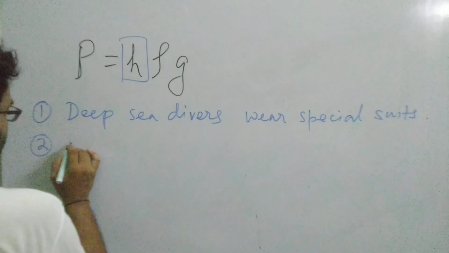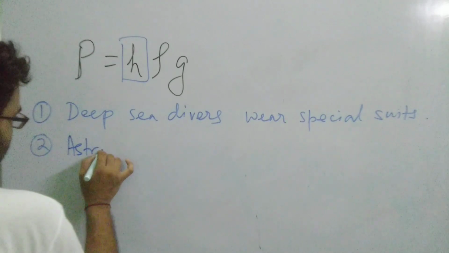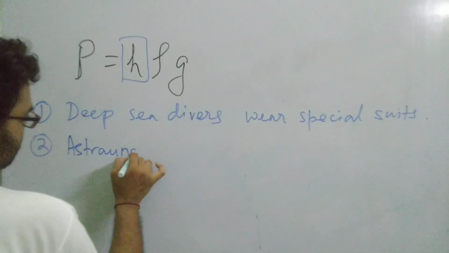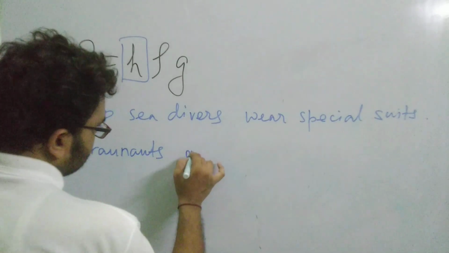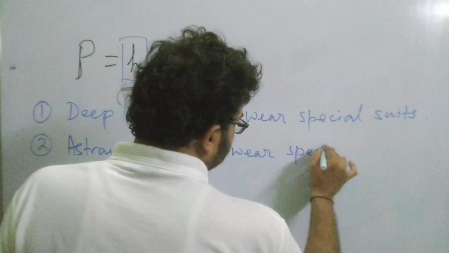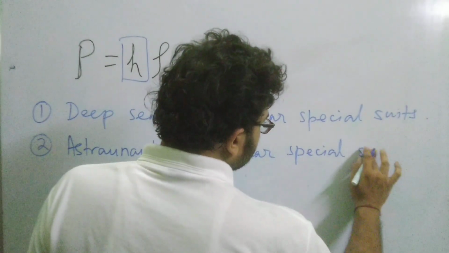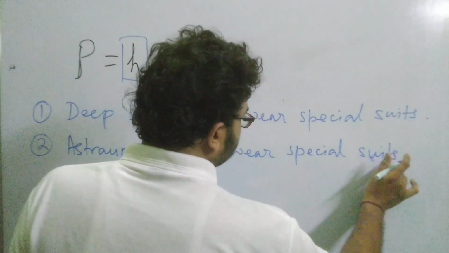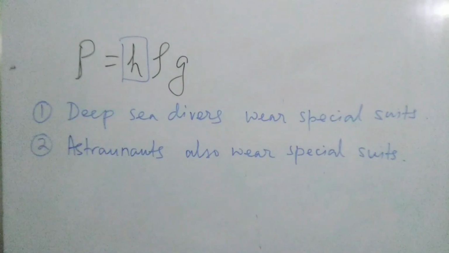So let me write the second application: astronauts also wear special suits. Why is this so? Because the blood pressure of the human body does not change, isn't it? Even if the person goes to the moon or wherever, the blood pressure remains the same. It is a fact. Now, if an astronaut is going into outer space, onto the moon surface, there is no atmosphere there.